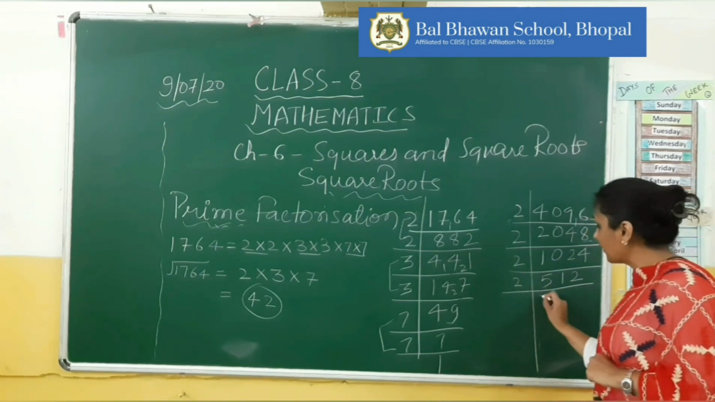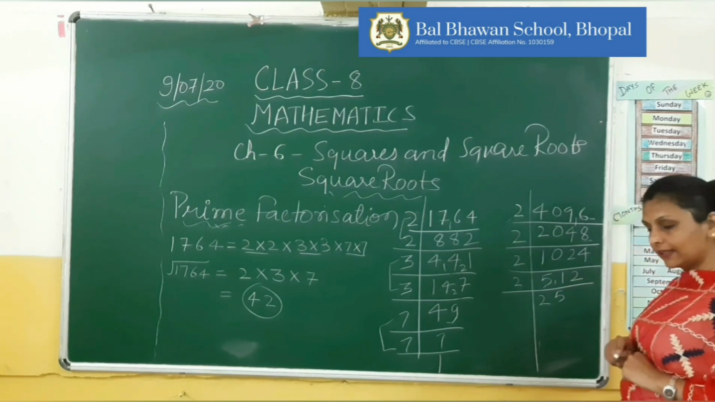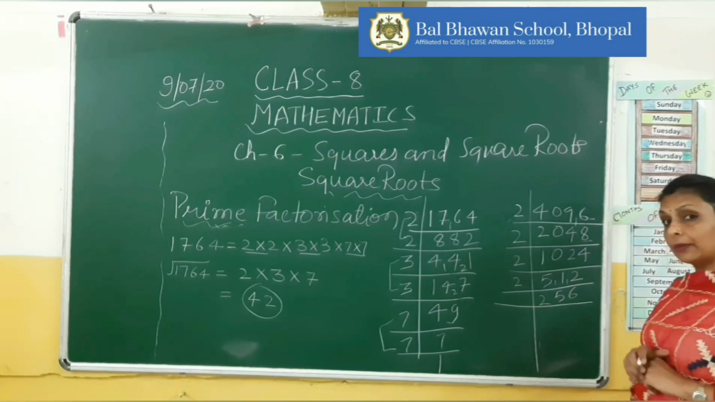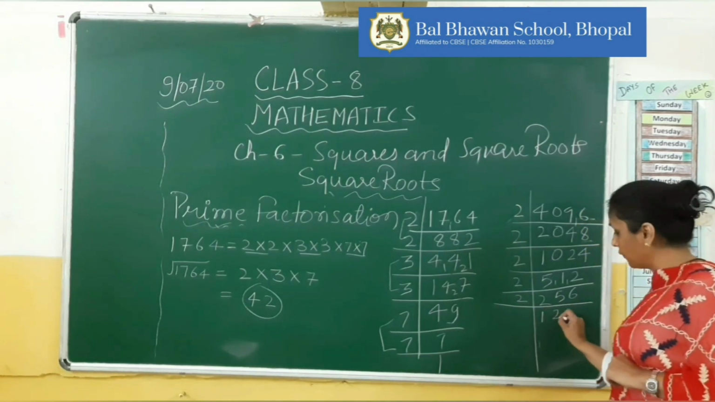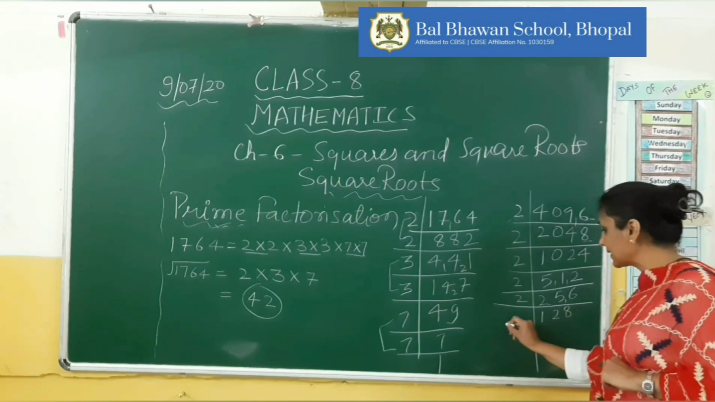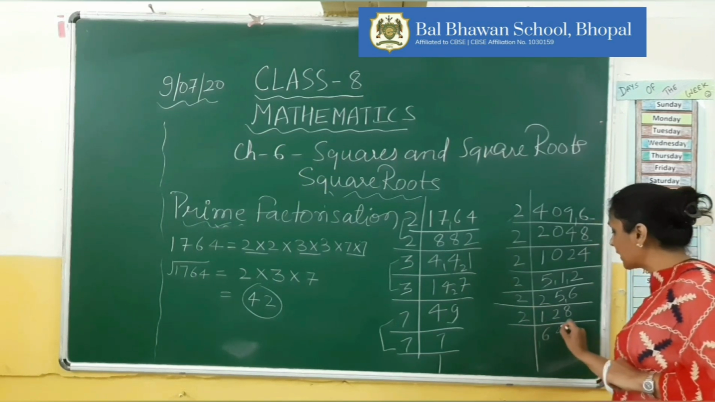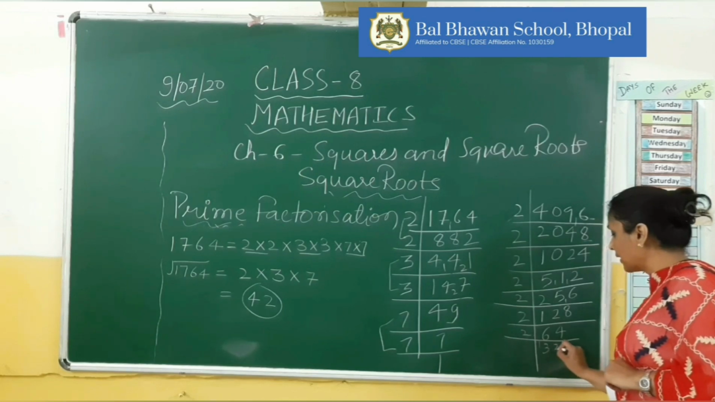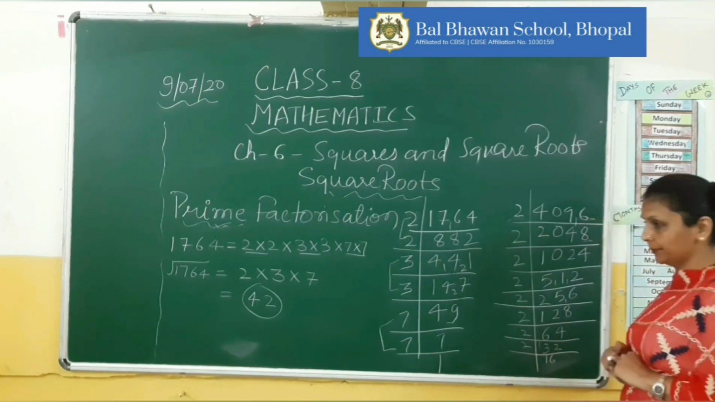So 2 2s are 4. How much is left here? 1. So 2 5s are 10. 1 is left here. 2 6s are 12. Again this number ends with 2. So 2 1s are 2. 2 2s are 4. 1 is left here. It has become 16. 2 8s are 16. Again by 2. 2 6s are 12. 2 4s are 8. Again by 2. 2 3s are 6. 2 2s are 4. Again by 2. 2 16s are 32.